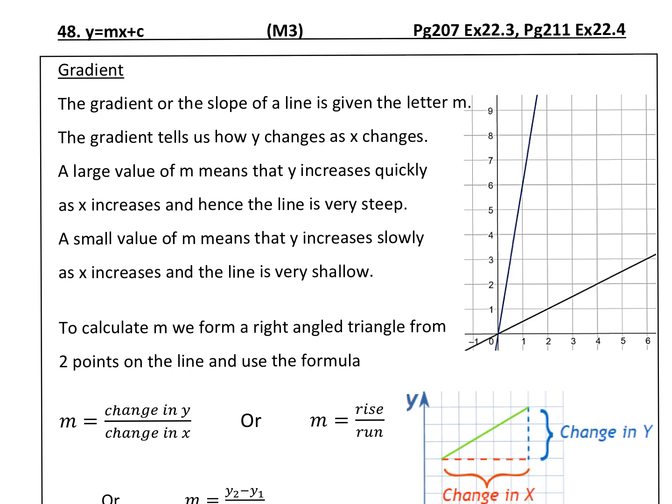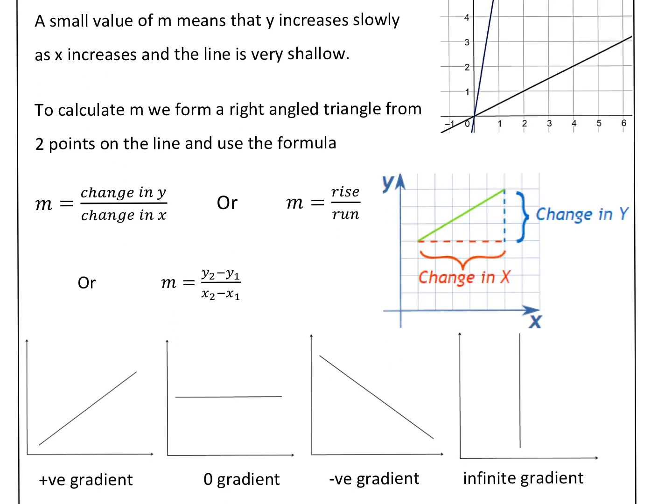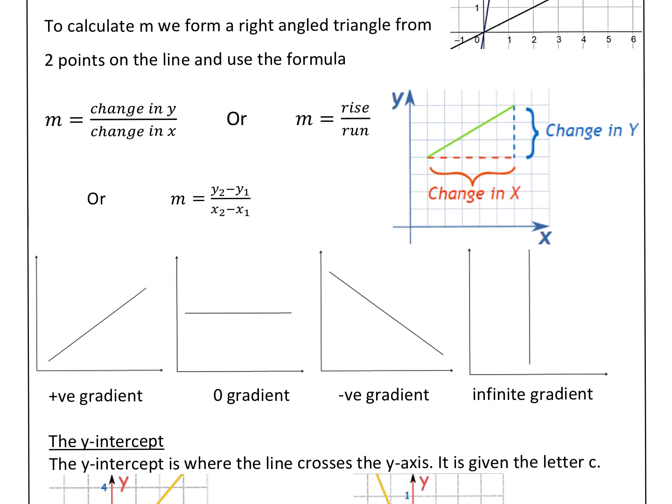To calculate m, we form a right angled triangle from 2 points on the line and use the formula. Your teacher may have given you a few, so I've got 3 here. If you've got your line, you can form a right angled triangle. Just take 2 points, any 2 points that are on your line that are easy to work with. Draw a right angled triangle, and then we need to measure these here. This is the change in y. You might think of that as the rise, how much the triangle rises.